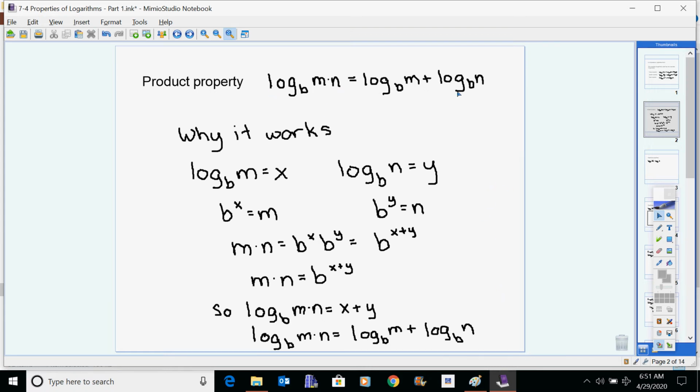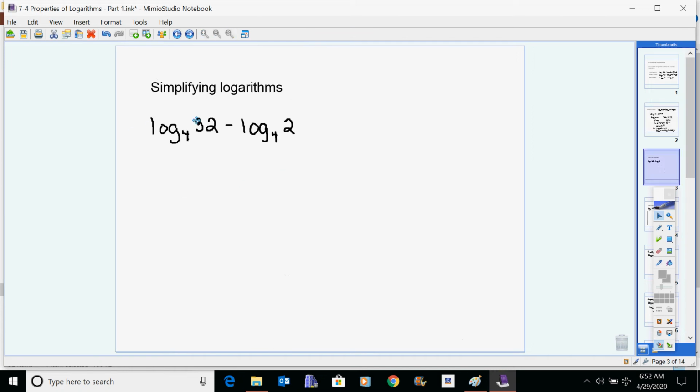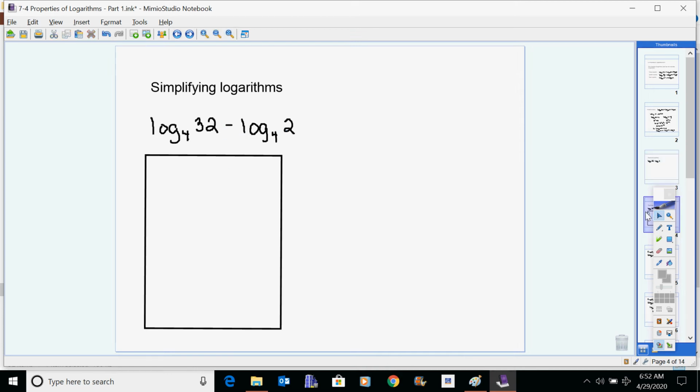I'm not going to go through and do this for all of them, but just so that you know that these come from somewhere. So now let's jump into the important part of how to apply them and why they're important. So when you're going to simplify a logarithm, okay, there's a couple different things you could do. You could just say 4 to what power equals 32 and go with that, but that could get into some trickiness, but we can use the properties of logarithms to make it a lot simpler.